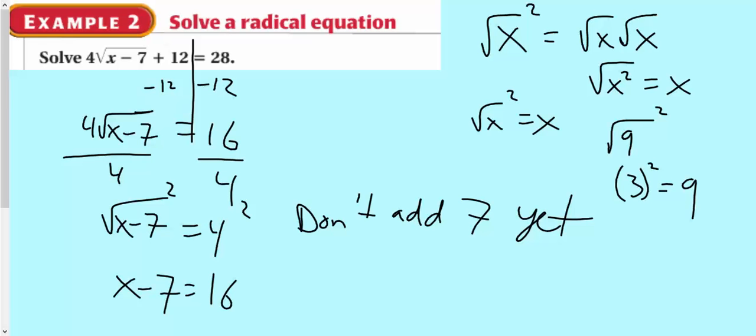They're called inverse operations. They undo each other. They give you back the number you start with. So if I take 9, I square root it, and then I square it, I get back 9, the original number. And then the last step here is add 7. Now we can add 7. Once you get rid of the square root sign, that's when you can do whatever is underneath. So in this case, it's telling me I need to add 7. I can do that afterwards.